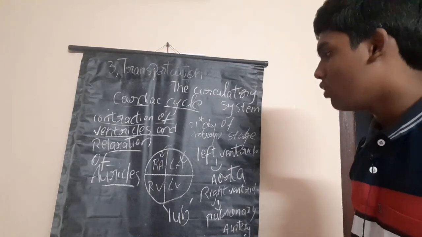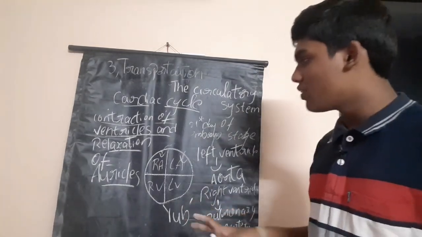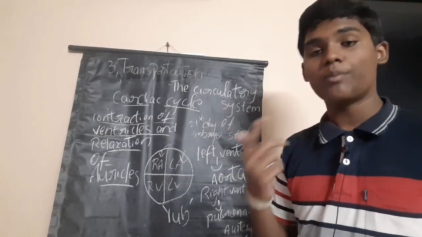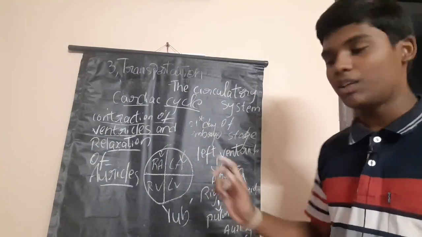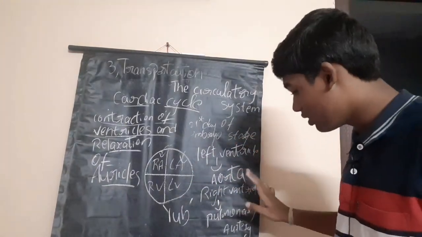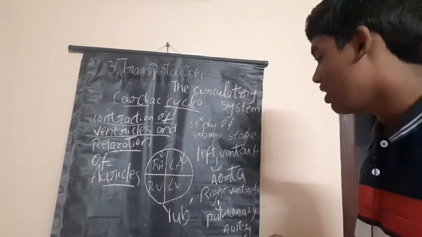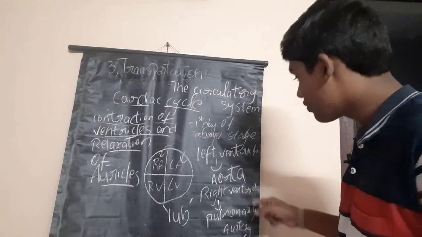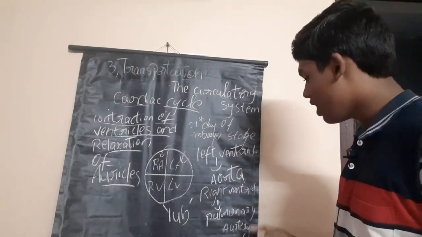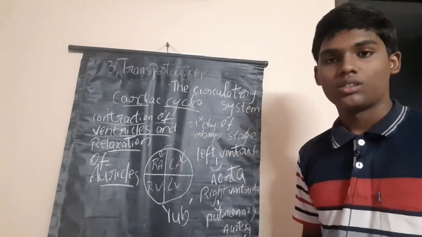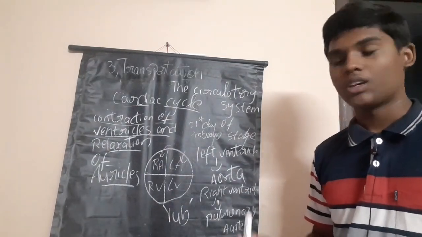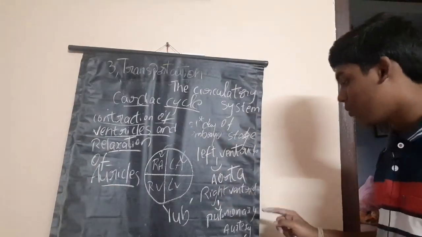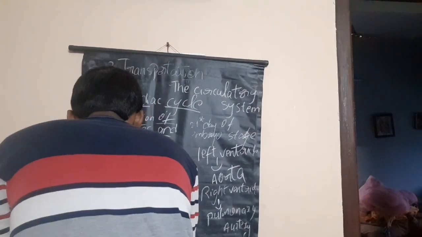Now, what happens during the relaxation of the ventricles? If the ventricles are contracted, the blood moves from the left ventricle to the aorta and from the right ventricle to the pulmonary arteries. If the right and left ventricles relax, does the blood move again from the aorta to the left ventricle or from the pulmonary artery to the right ventricle? The blood will try to go, but the aorta and pulmonary artery contain semilunar valves.